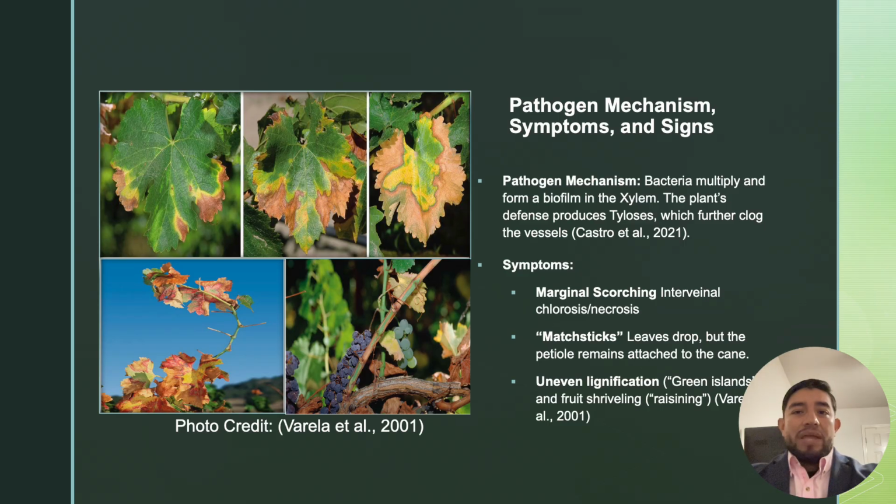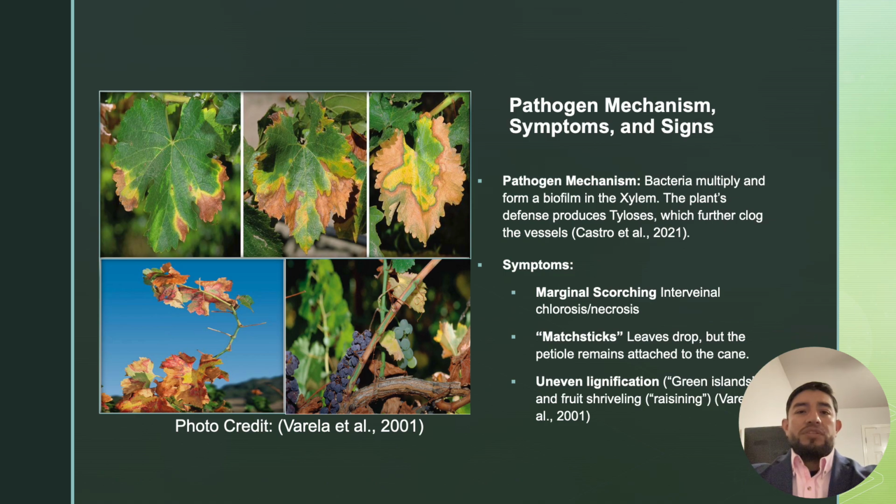So how does it kill the plant? Once inside, the bacteria multiply and create a sticky biofilm. In response, the plant tries to defend itself by producing balloon-like outgrowths called tylosis to wall off the infection. Unfortunately, this backfires. The combination of biofilm and tylosis completely blocks the water flow. Visually, this results in the distinct symptoms shown here.